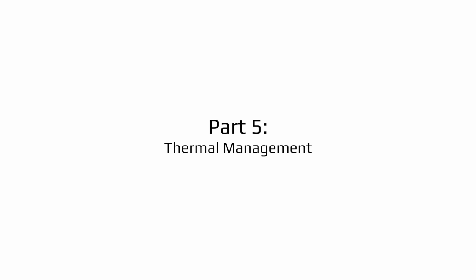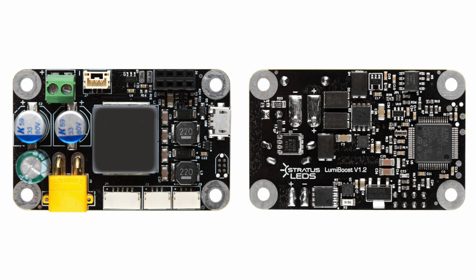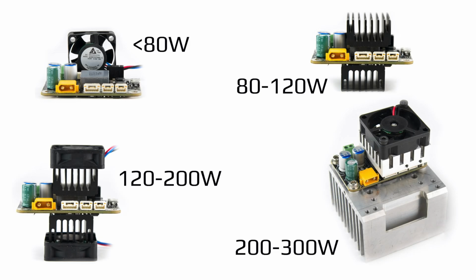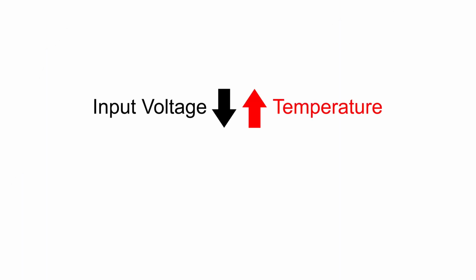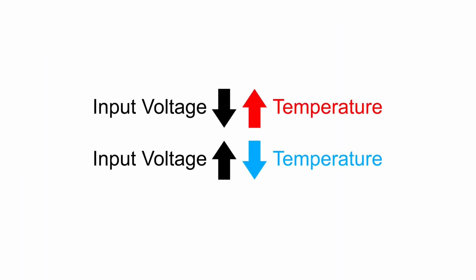The Lumiboost itself also generates lots of heat and usually needs heat sinks and cooling fans for its own thermal management. These are the most thermally active components. Here are some examples of effective heat sinking configurations to give you an idea of what you'll need. Keep in mind that the Lumiboost produces more heat when using lower input voltages.